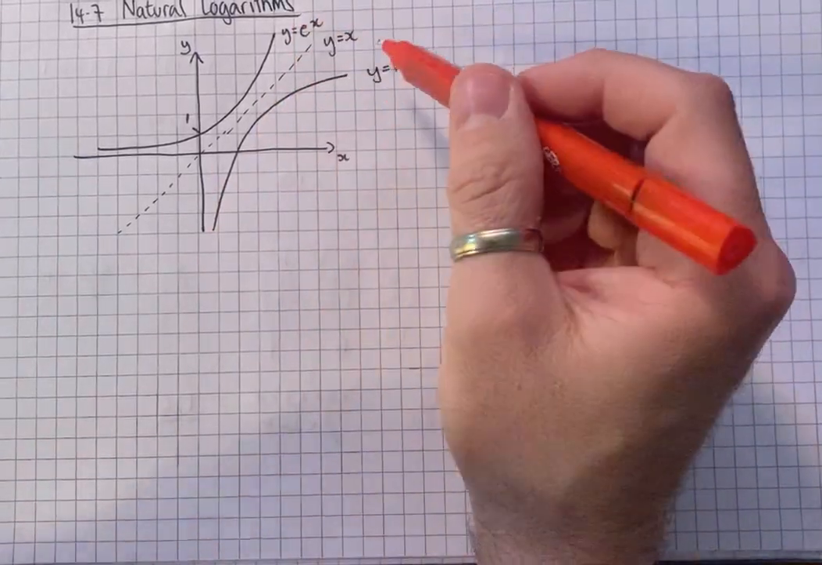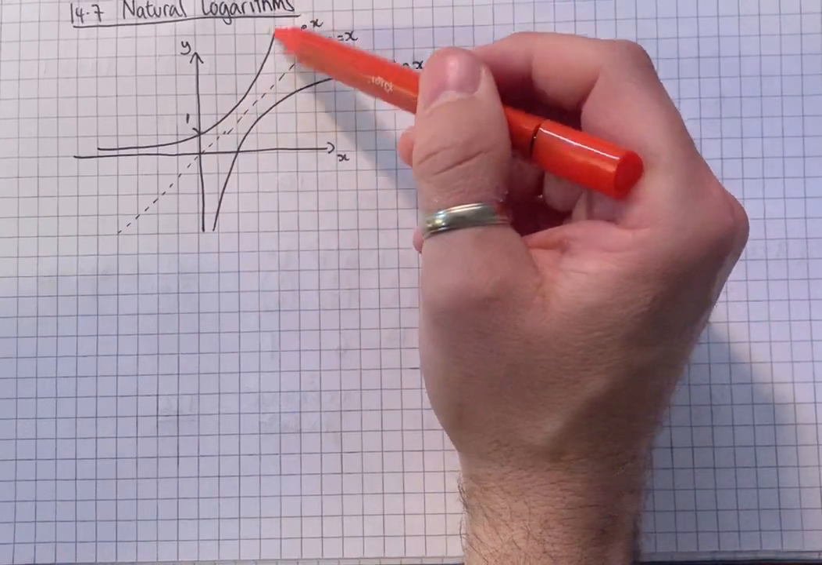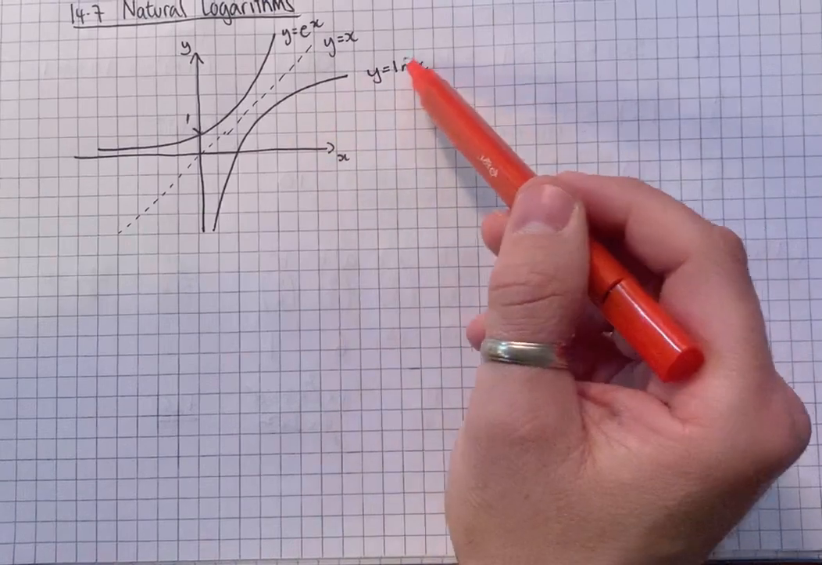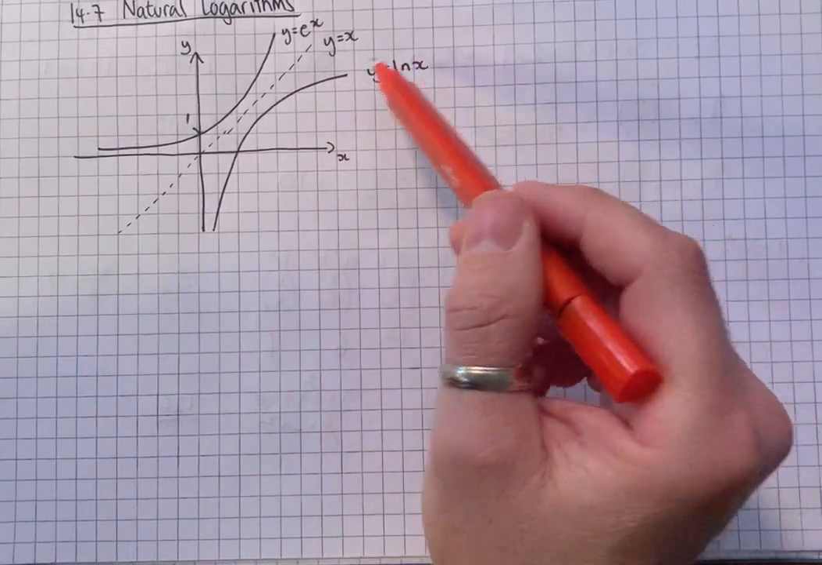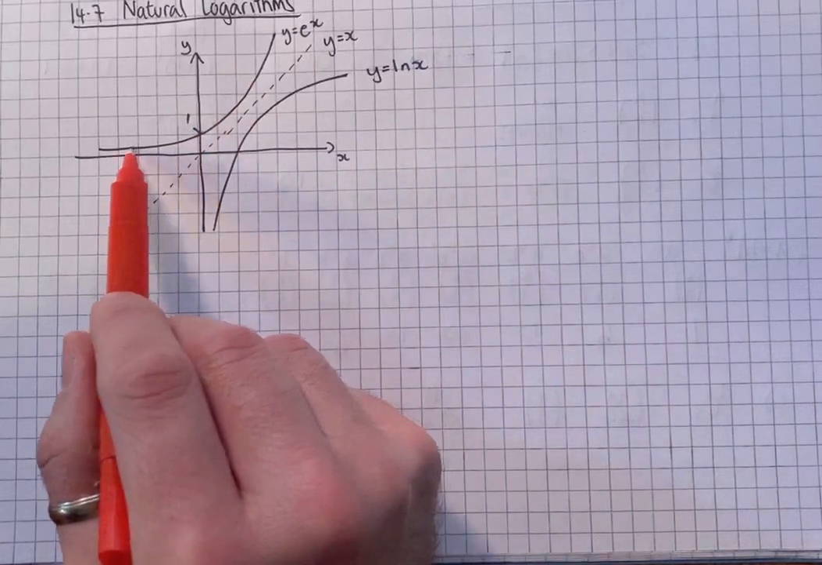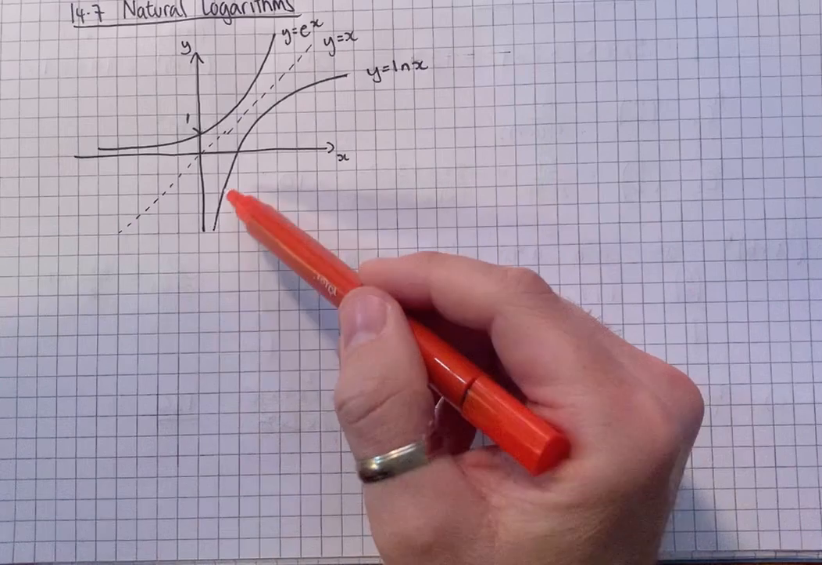Okay, so with an e to the x graph, you've got exponential growth here, it gets bigger and bigger. On an ln graph, it sort of plateaus off. It never stops increasing, but it increases slower and slower and slower. Same here, we've got an asymptote. Here we've got a vertical asymptote.